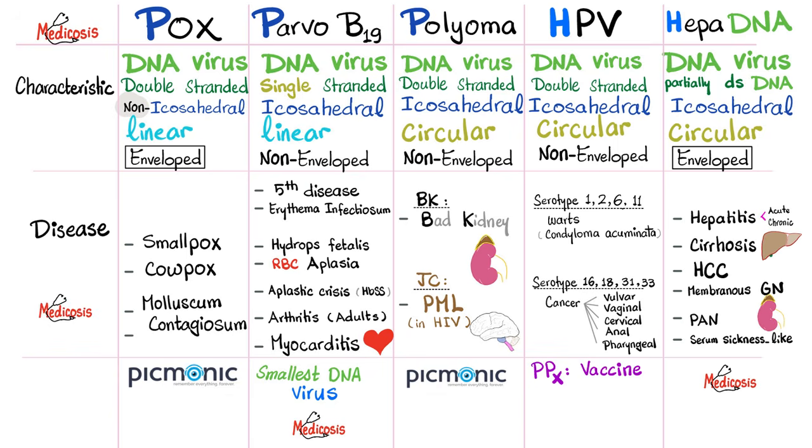Next, we have polyoma. Multiple lesions. Think of this, multiple lesions in the brain. Progressive multifocal leukoencephalopathy. Why progressive? Because it gets worse and worse and worse. Multifocal, different locations.